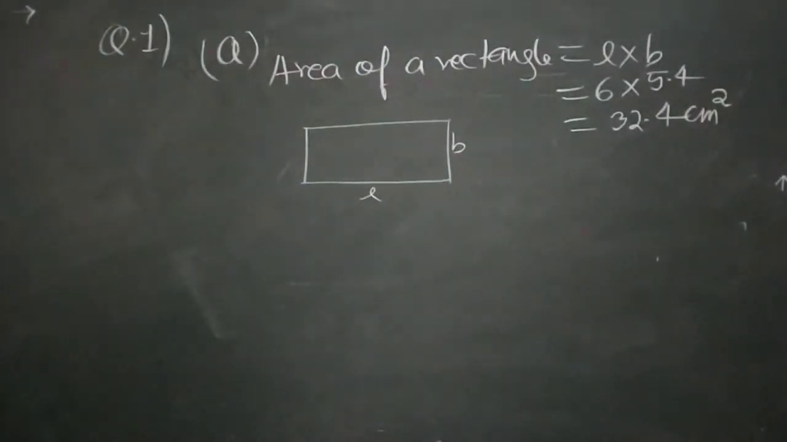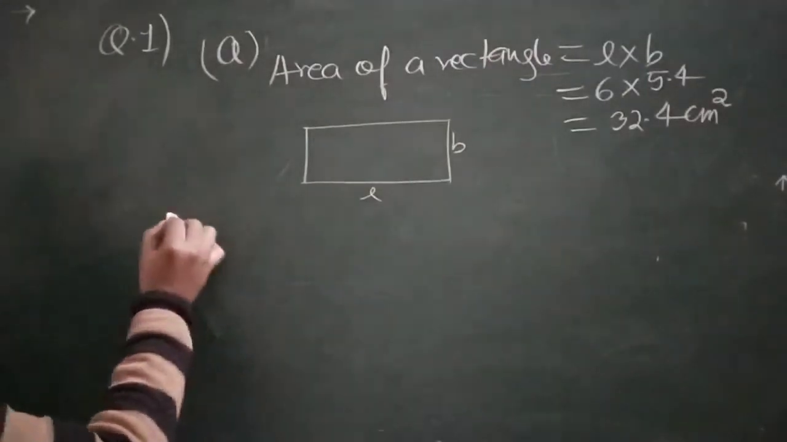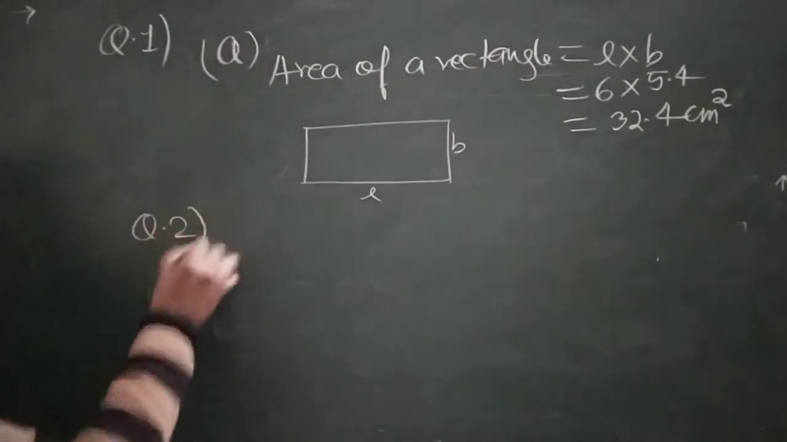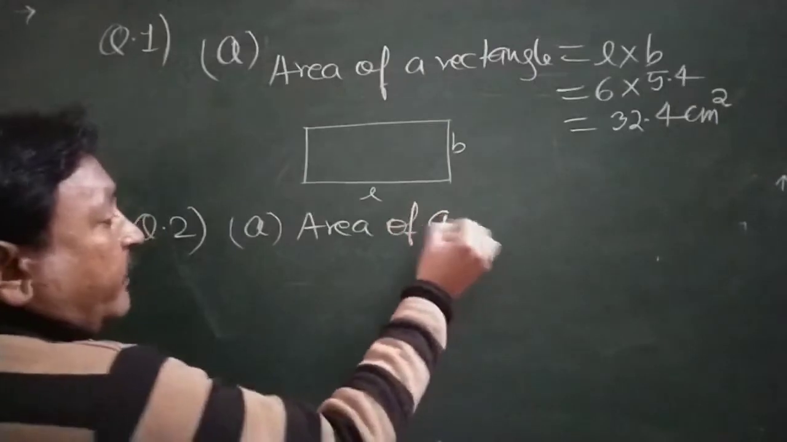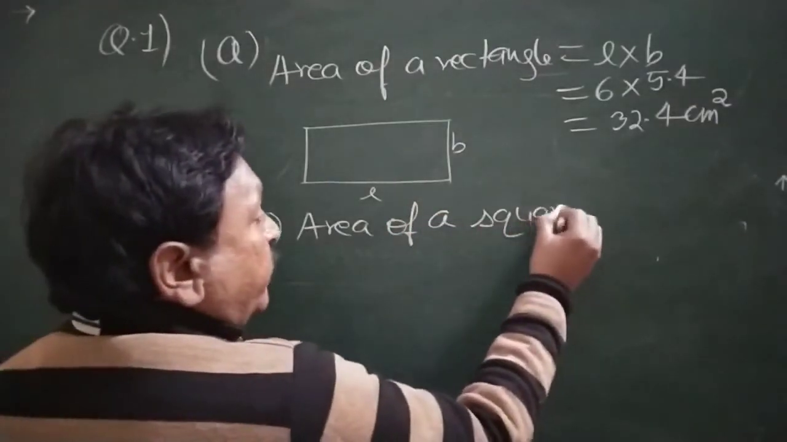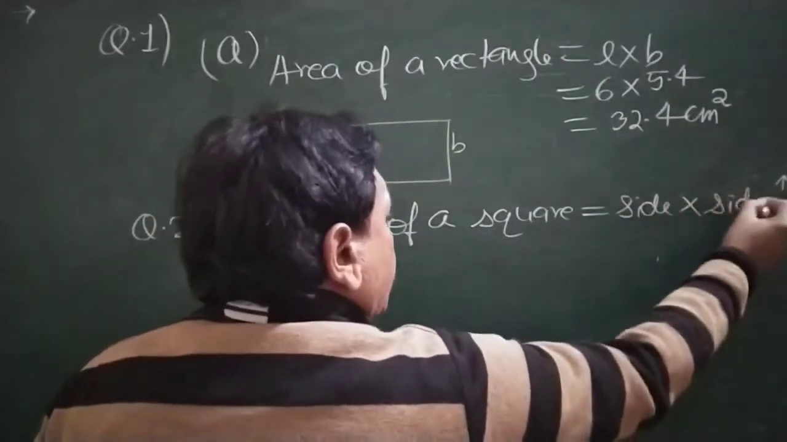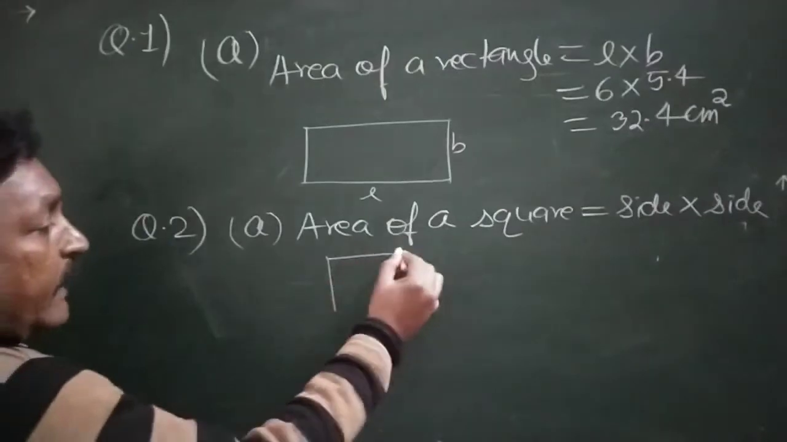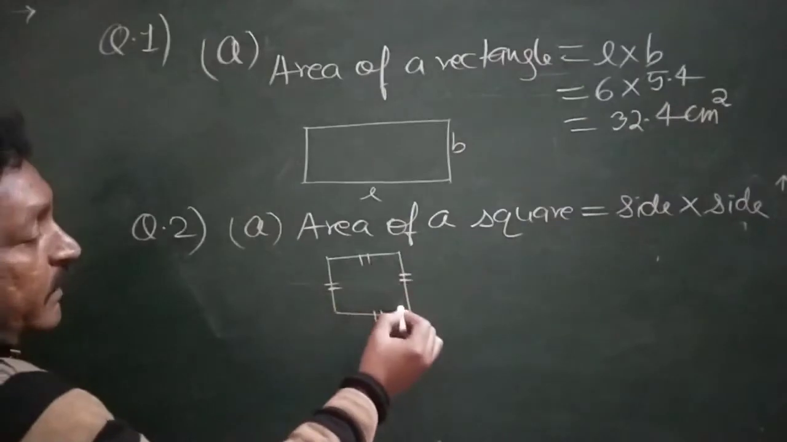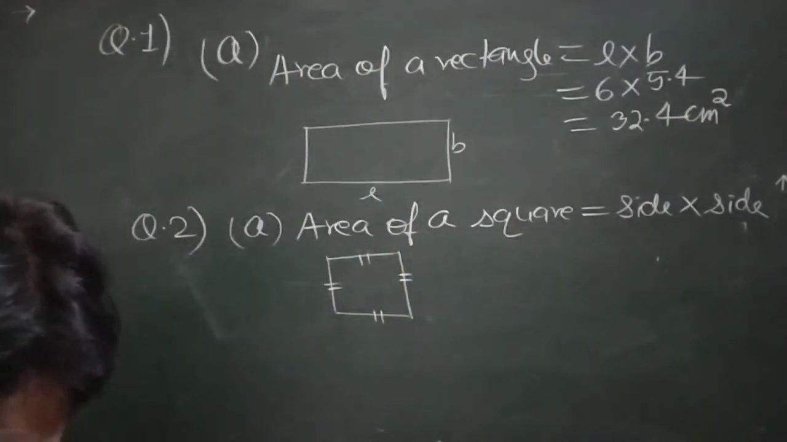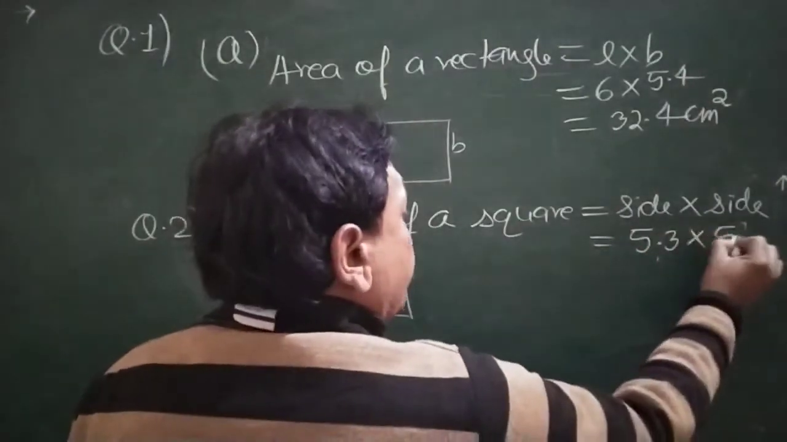Now come to question number 2. In question number 2, find the area of the square. If I take the first part, I have to find the area of a square. So what is the formula? The formula is side into side. And we all know that a square is formed of 4 sides and all the sides are equal to each other. So it is 5.3, so we can say 5.3 into 5.3.